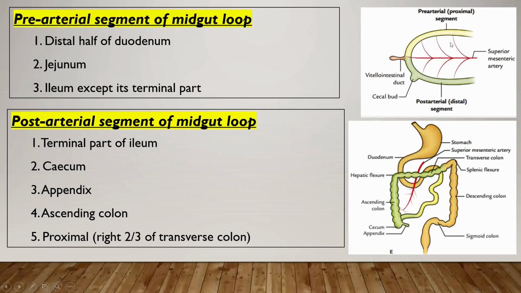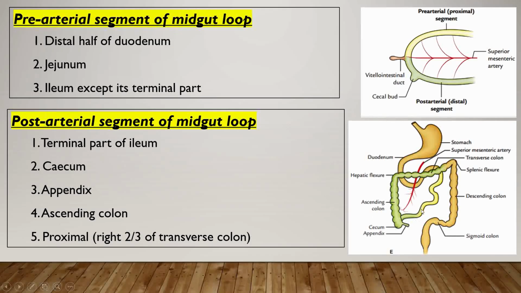Now the derivative of pre-arterial and post-arterial segment. Pre-arterial segment of midgut loop gives distal half of the duodenum, that is extending from the opening of the common bile duct in the second part of the duodenum, then the third part of the duodenum, fourth part of the duodenum, then jejunum, and then ileum, except its terminal part that is present here.